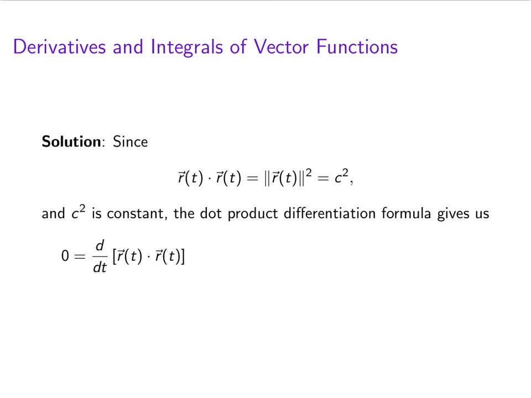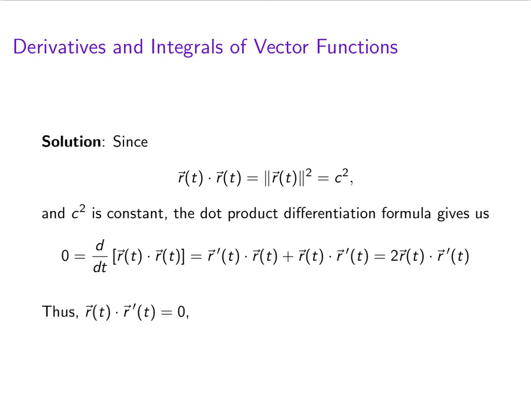So if we differentiate both sides, we get 0 is equal to the derivative of r of t dotted with r of t. Now comes the dot product differentiation formula, the product rule. So we get r prime of t dotted with r of t plus r of t dotted with r prime of t. Or 2r of t dotted with r prime of t. So now we know that r of t dotted with r prime of t is 0, and that tells us that r of t is orthogonal to r prime of t.